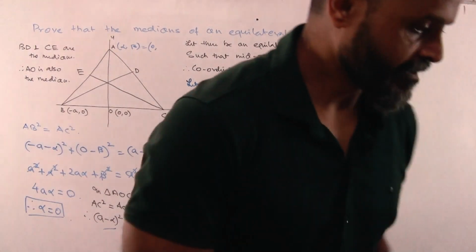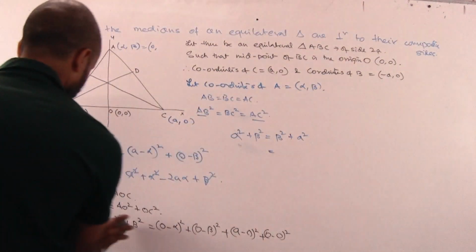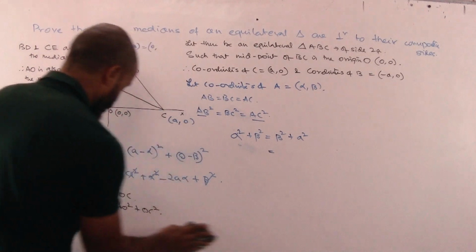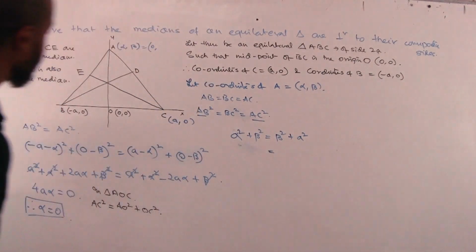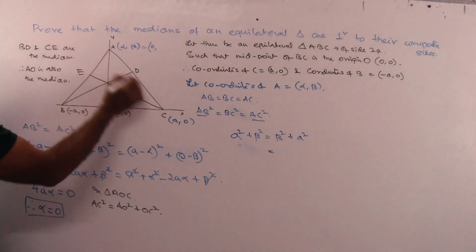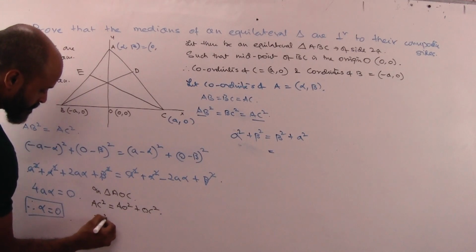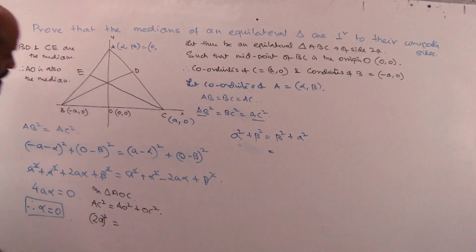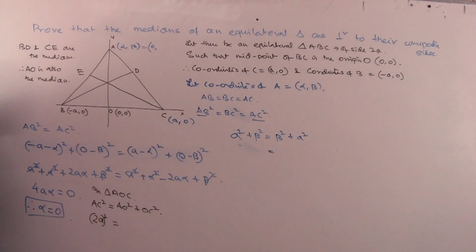Okay, let's take it this way. Without taking coordinates, we can say that AC square, obviously AC is 2a, so (2a) whole square. AO square will be how much?